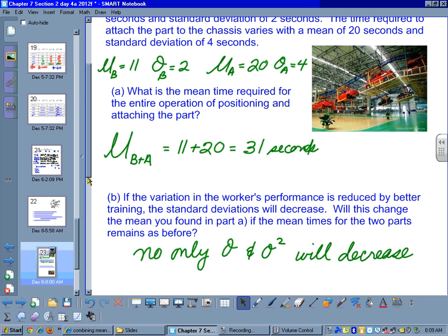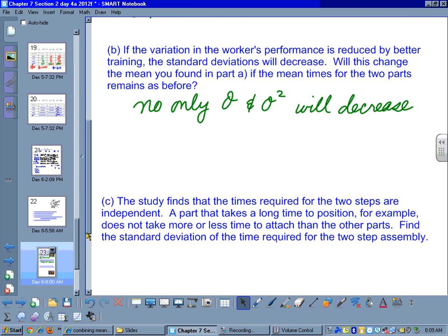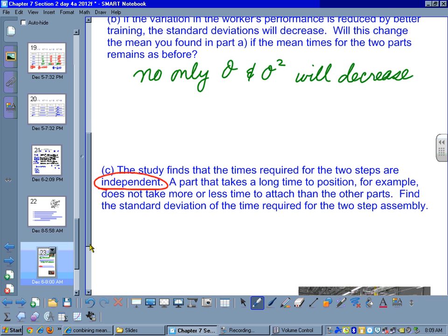Only sigma and sigma squared, which is the variance, will decrease. And our final question finds that the times required for these two steps are independent, and that key word means that we can now combine our standard deviations. However, we found out through the rules that standard deviations do not combine.